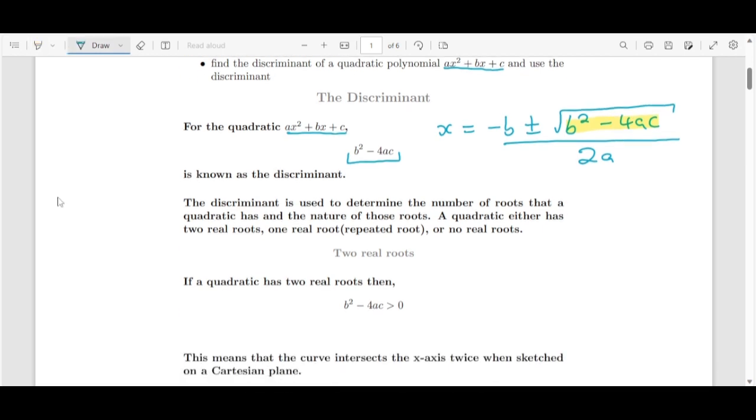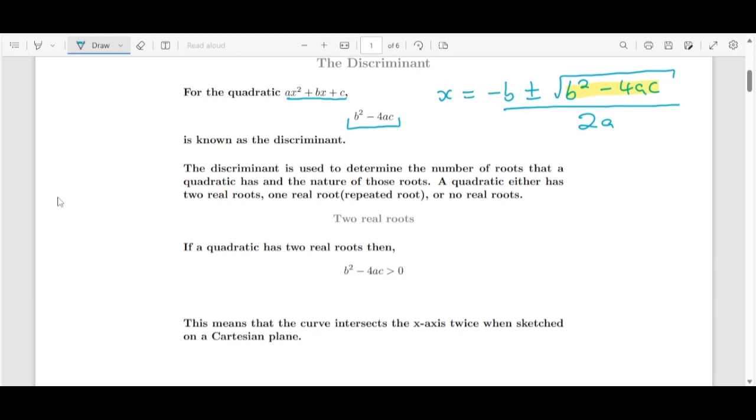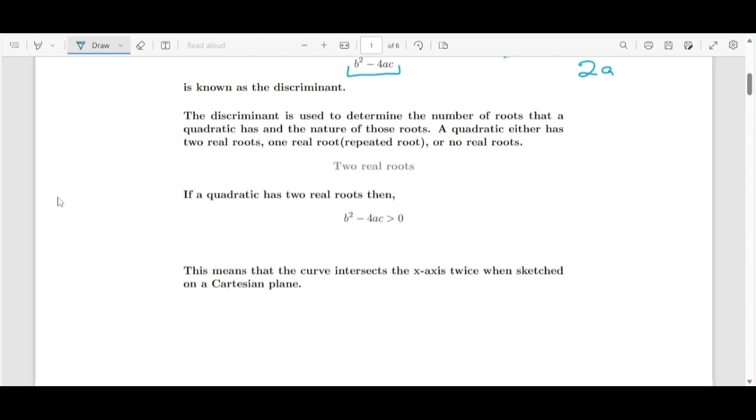Now, when we talk of the discriminant, this is something that we use to determine the number of roots that a quadratic has, and it also helps us to determine the nature of those roots. So we have three possible scenarios where the quadratic has two real roots, or the quadratic has one real root, or it has no real roots. So let's start with the first scenario where it has two real roots.